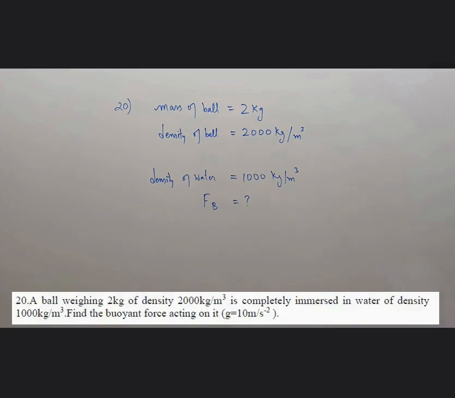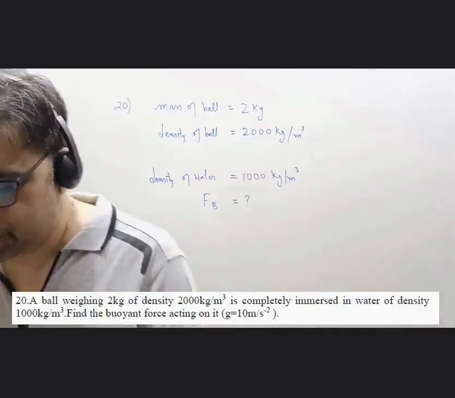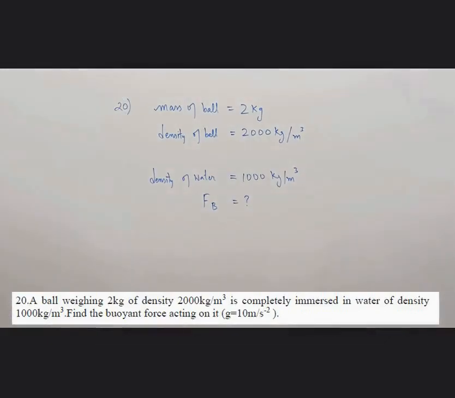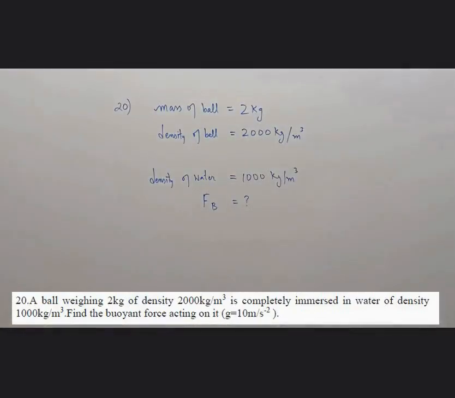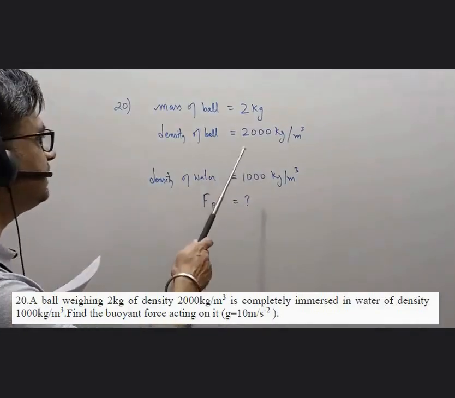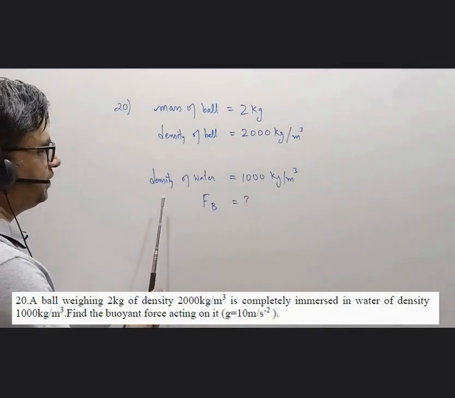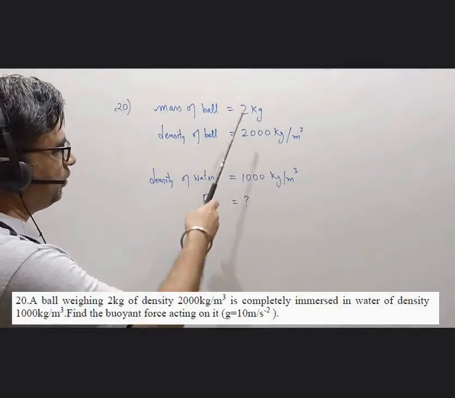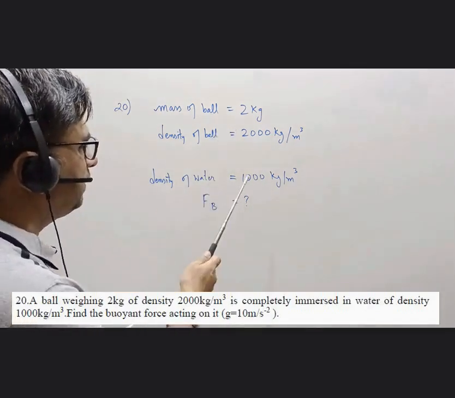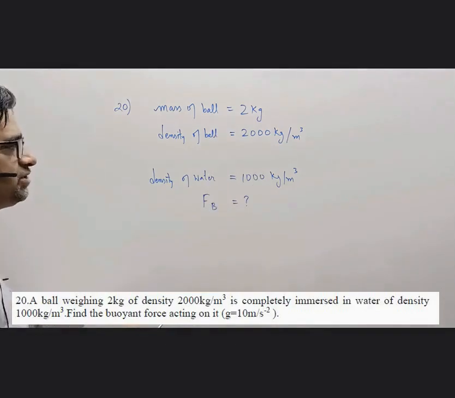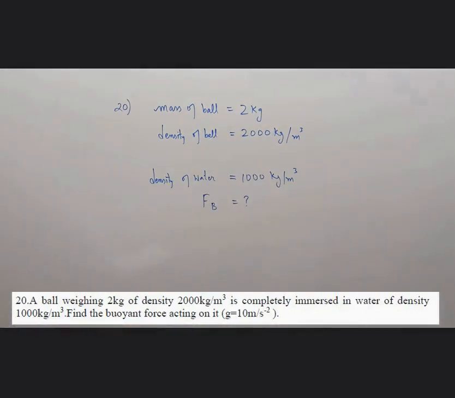Question number 20. So you can read this question. A solid object has a ball weighing 2 kg of density 2000. So there is a ball whose mass is 2 kg and its density is given as 2000. Now the density of water is 1000. It's given that this ball is immersed completely in water, the density of water being 1000 kg per meter cube, and we have got to find the buoyant force.